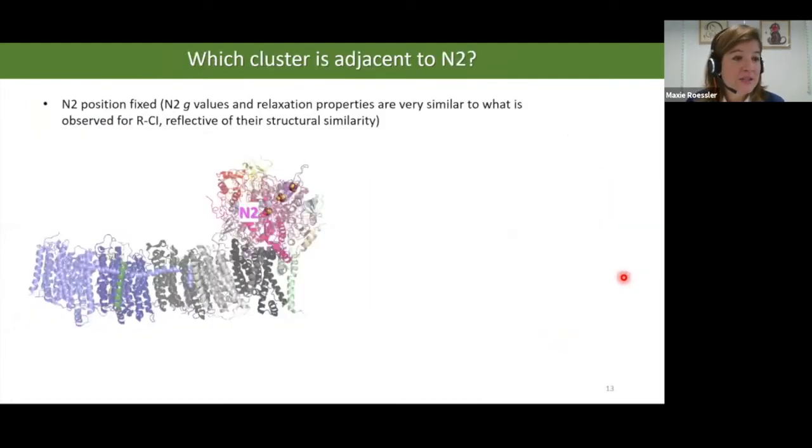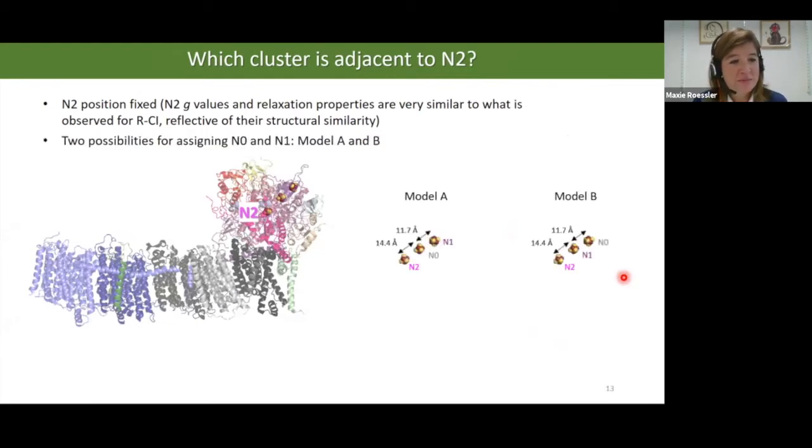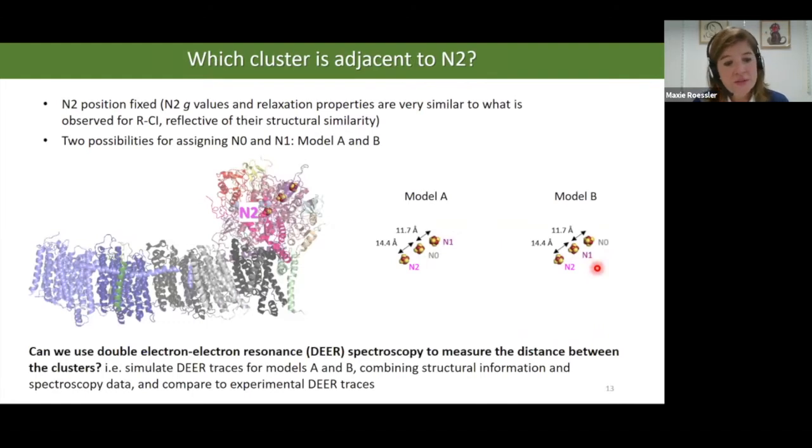So which cluster is adjacent to N2? Given that we have N2 assigned, this leaves us with two possible models, which I've just called A and B here. So either N1 is at the furthest end or in the middle. And what we thought we could do is to use a pulse EPR technique called double electron-electron resonance spectroscopy, or DEER, to effectively measure the distances between these paramagnets by exploiting the dipolar coupling between them. And really what we then need to do is to simulate these experimental DEER traces with the two possible models A and B, combining structural information with spectroscopic data.